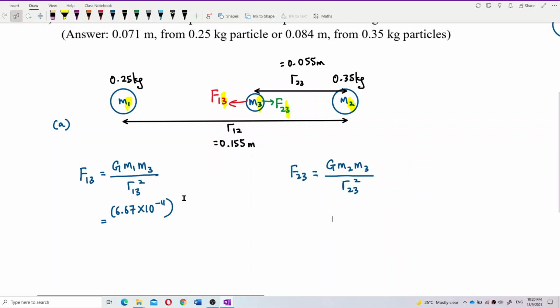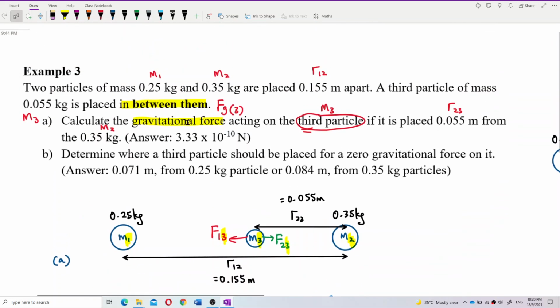Second. So now, how about mass 1? What is mass 1? Mass 1 is 0.25 kilogram. Okay, so label as 0.25. And then mass 3. What is mass 3? Is it given?